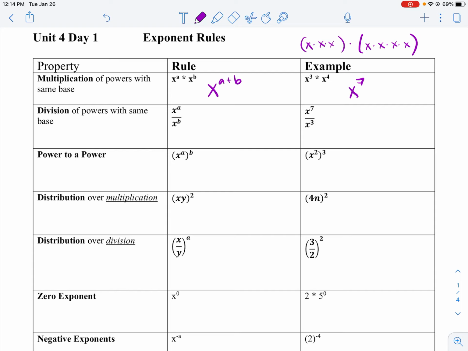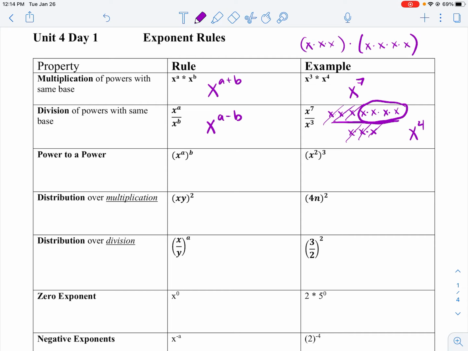Now this one is kind of the opposite. When we multiply, we add. When we divide, we don't add the exponents, we subtract them. Here's a quick example: 7 x's all over 3 x's. We cancel out 1, 2, 3. How many x's do we have left? 4. So 7 minus 3 is x to the 4th. Those are our first two rules.